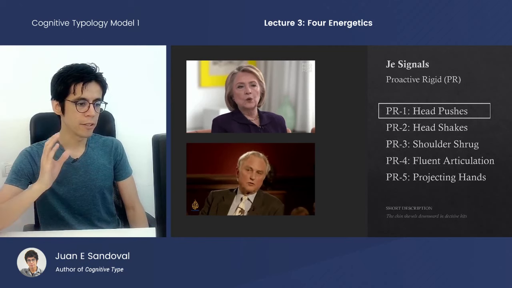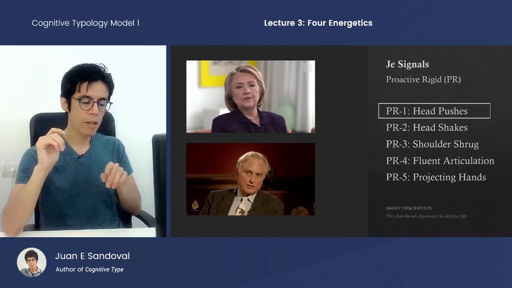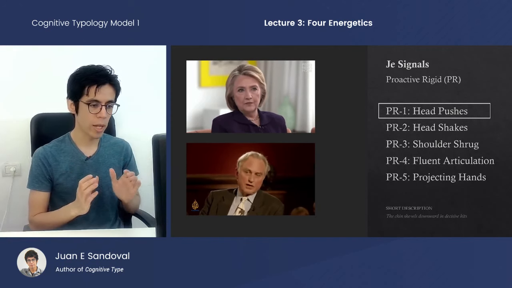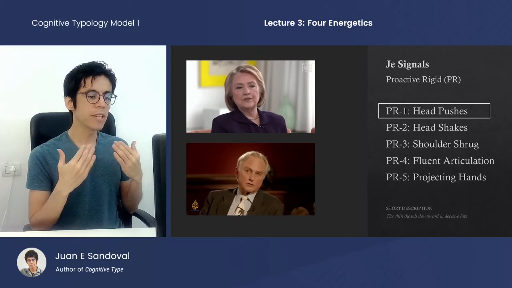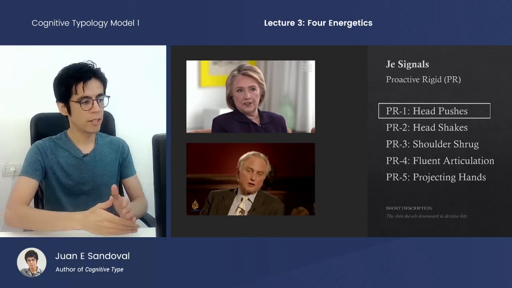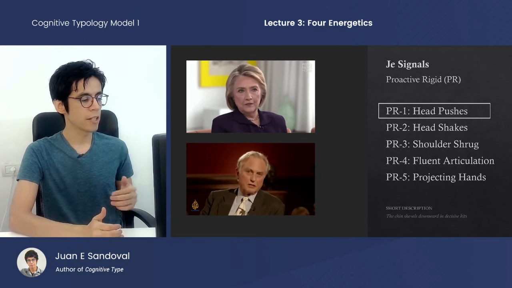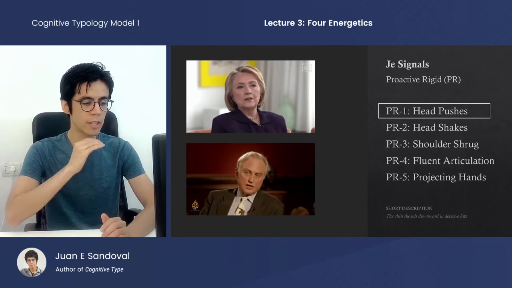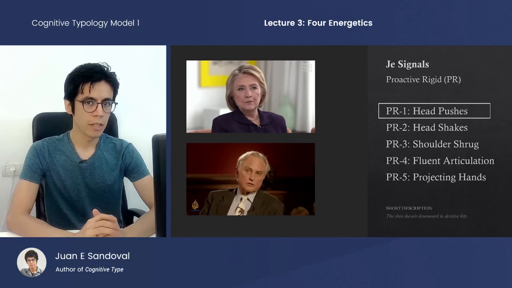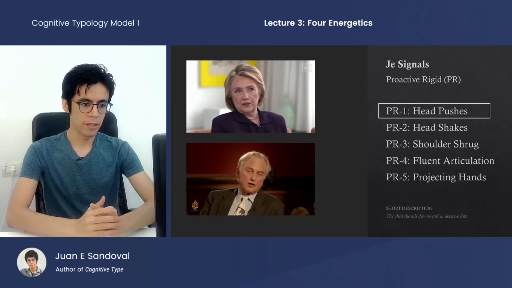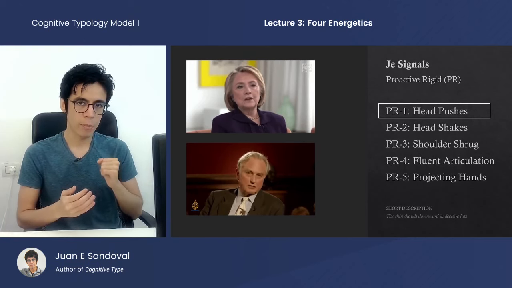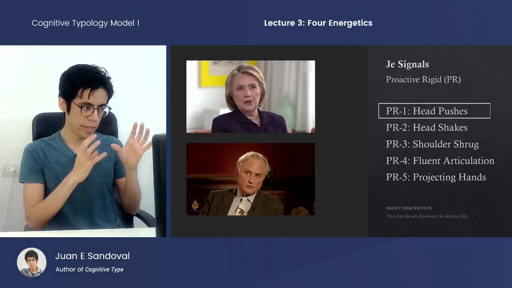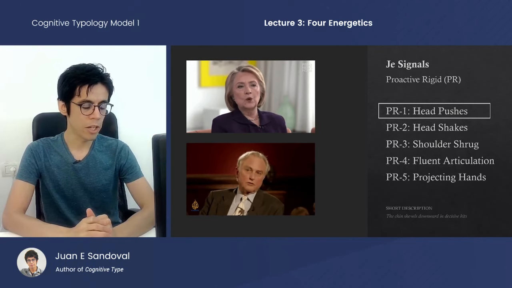So the first one is head pushes. Down here at the bottom, you see a short description, which helps you grasp it in a bite-sized way. This one says that the chin shovels downward in decisive hits. As you can see here with Hillary Clinton and Richard Dawkins, it's not just nodding up and down. It's that the head is pushing, almost shoveling down into the air, as if hunkering down on something or pushing a point. And that yang energy involved with that push is part of the JE signal.